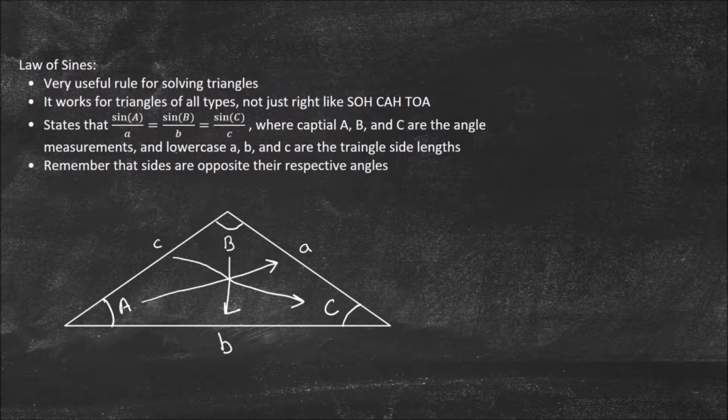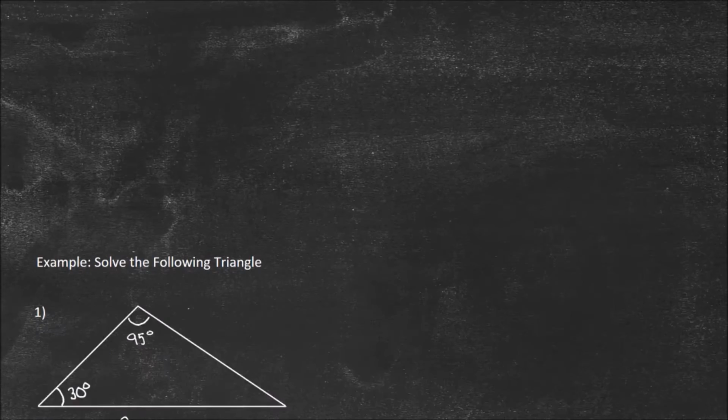So the way you solve it is not too hard. It's exactly that rule that we have. Sine A over a equals sine B over b, which equals sine C over c. And let's see it in action. How can I use this to help me solve a triangle?